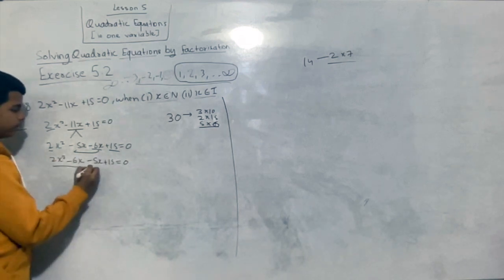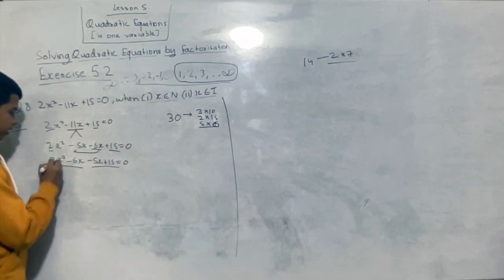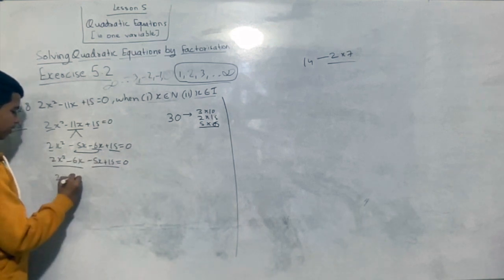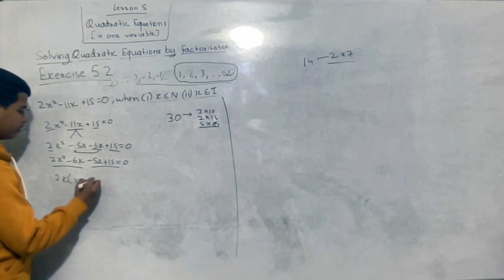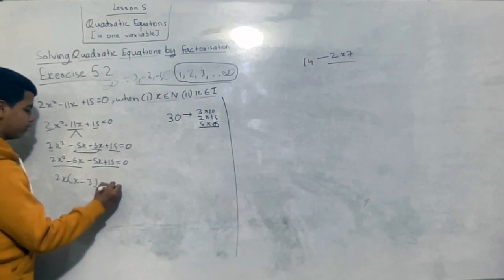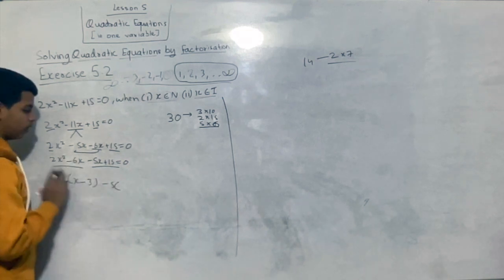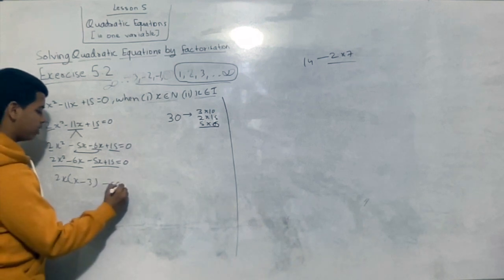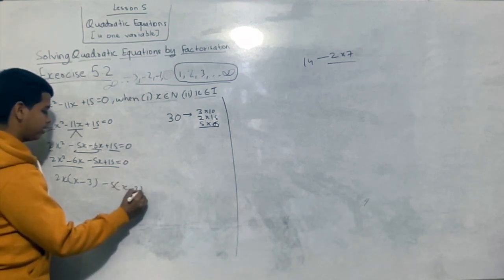Now I can take this 2 and I can factorize it. So here what is common? 2x is common and x minus 3, and here minus 5 is common. Now look here, this is a very important step. Minus 5 is common and x minus 3 is equals to 0.